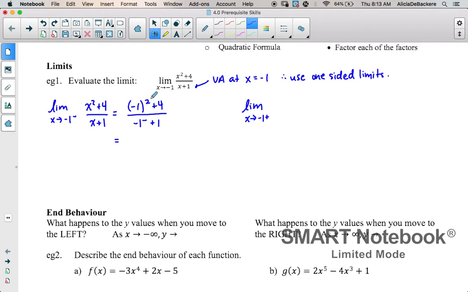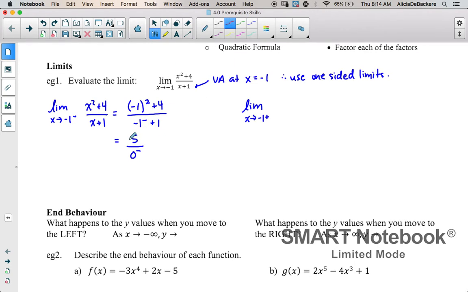So in the numerator I end up with 1 plus 4. And in the denominator, if I put these guys together, they're going to get really, really close to 0. But because this -1 is slightly smaller actually than -1, then my 0 is also slightly smaller than 0. And now what I have here, I needed to figure out the number on top.